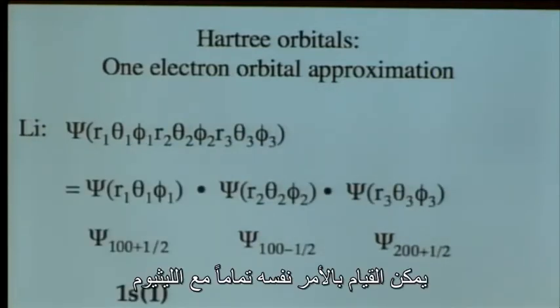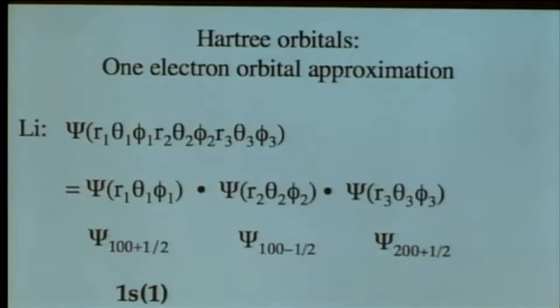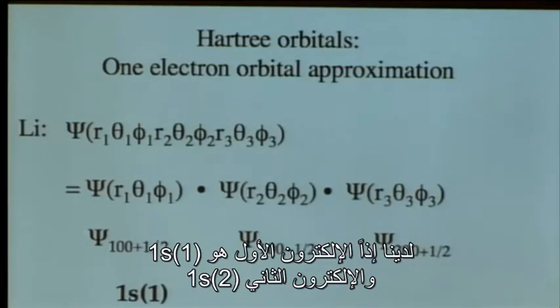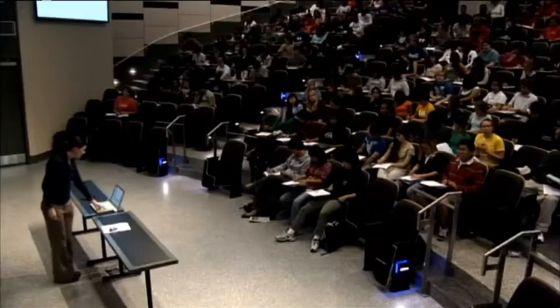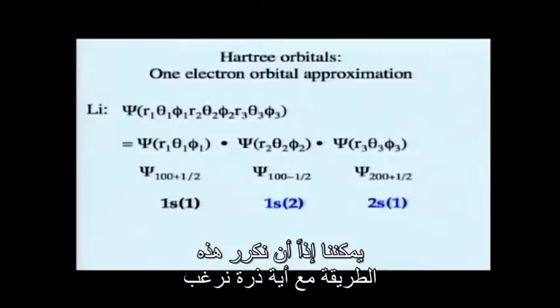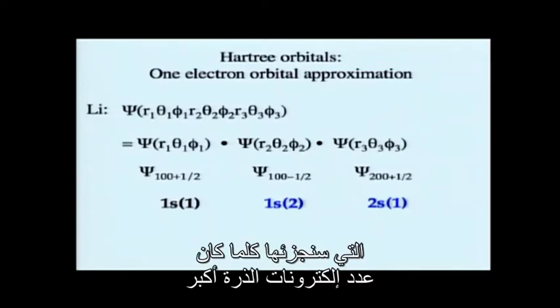We can do the exact same thing when we talk about lithium, but now instead of breaking it up into 2 wave functions, we're breaking it up into 3 wave functions because we have 3 electrons. So the first, again, is the 1s(1) electron. We then have the 1s(2) electron. And what is our third electron going to be? Yes, it's going to be the 2s(1) electron. So we can do this essentially for any atom we want. We just have more and more wave functions that we're breaking it up into as we get to more and more electrons.